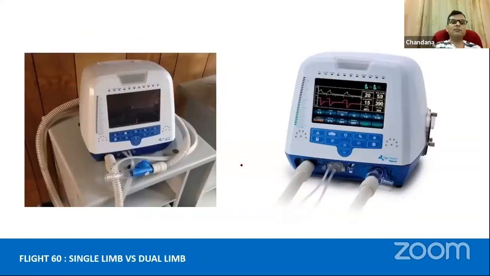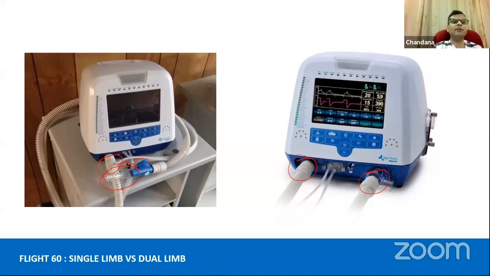This particular device comes with a single limb arrangement and a dual limb arrangement. If you have a single limb arrangement, this is actually the flow meter. With a dual limb arrangement, you have to use a filter over here, but dual limb is also possible. In that case, you can use a non-vented mask without exhalation. Here, of course, they have a valve at this end, so you don't need additional exhalation valves.